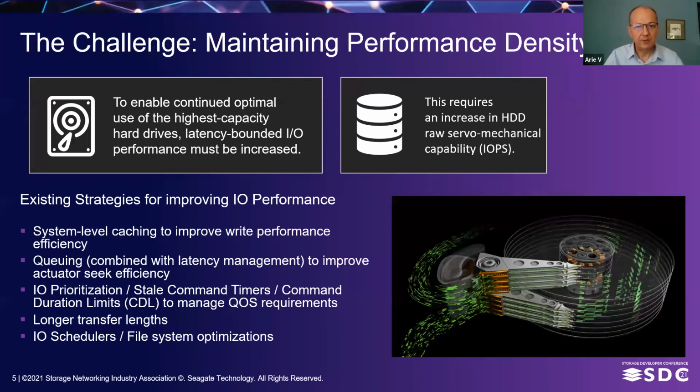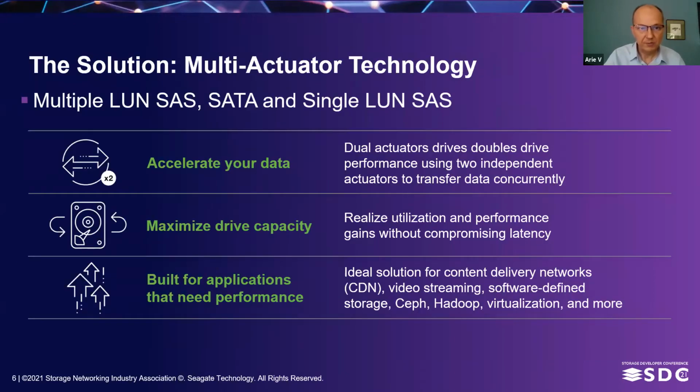We'll look at it today as three flavors: multiple LUN SAS or dual LUN SAS, as we have today, SATA, and also single LUN SAS, which is a need that some customers have asked for anyway. This gives us up to 2x performance, and it really does in many scenarios, because you have two independent actuators who are transferring data concurrently and are overlapping. That's just a very simple key technological advance.